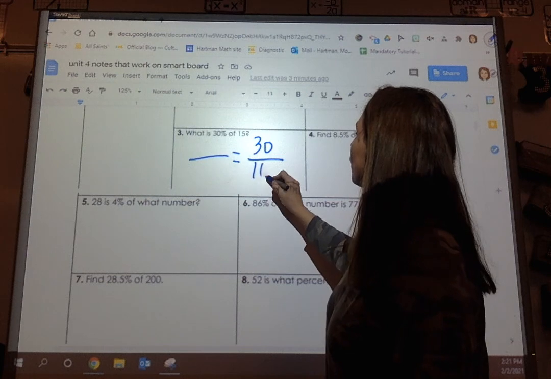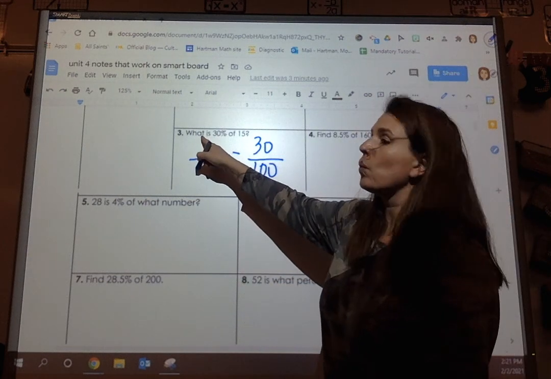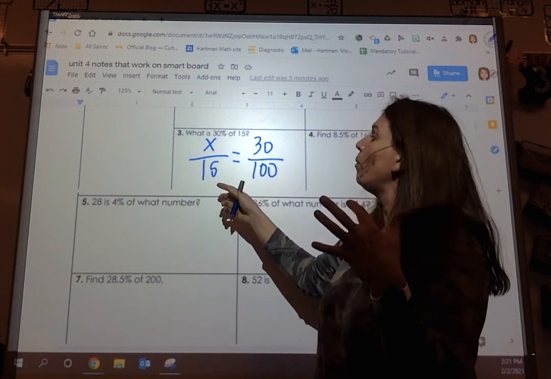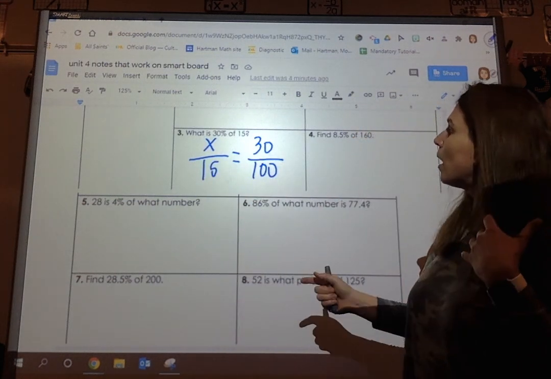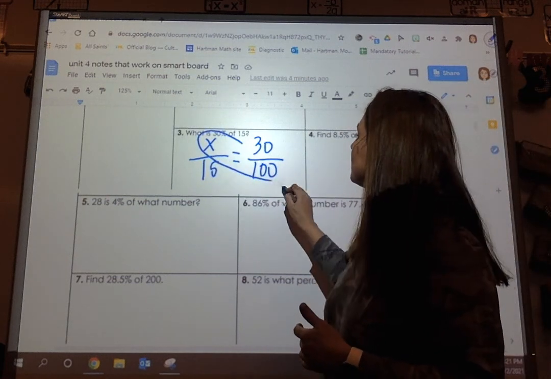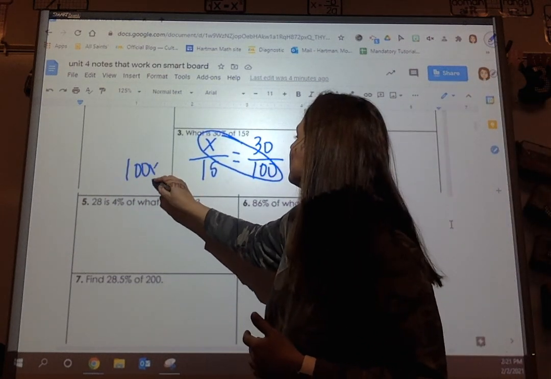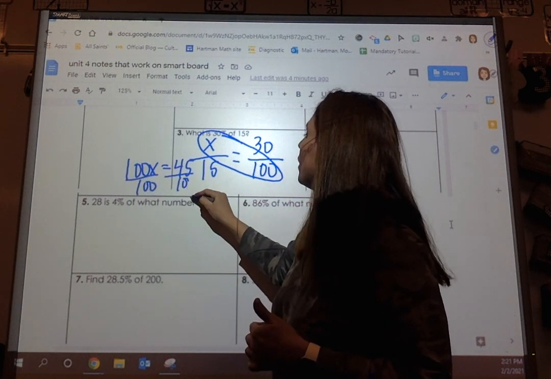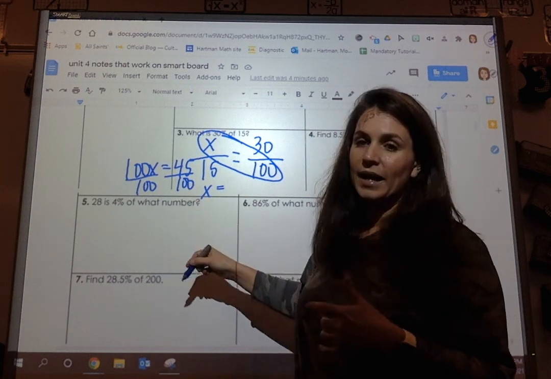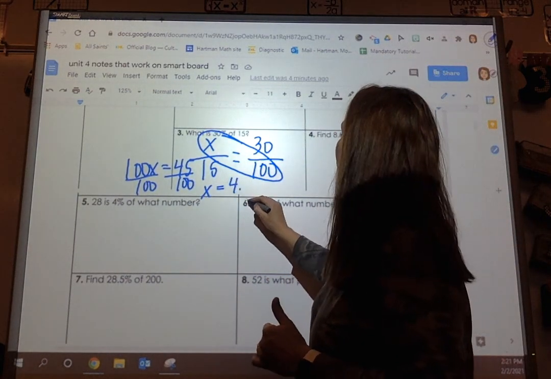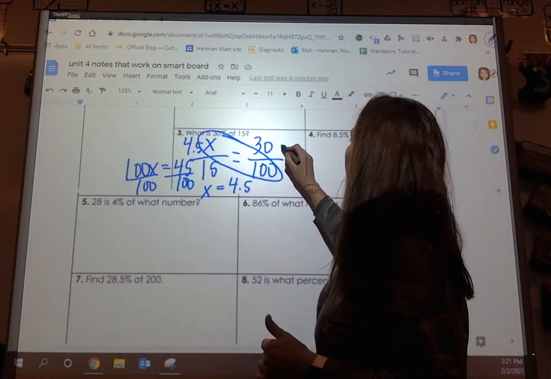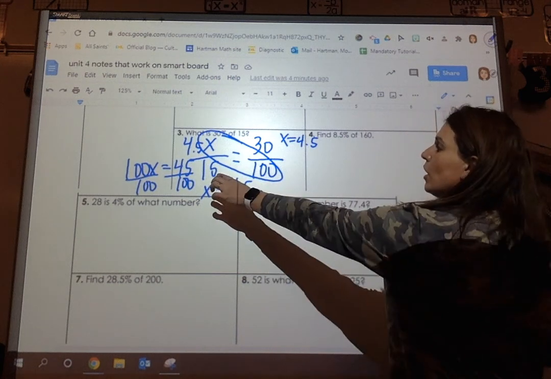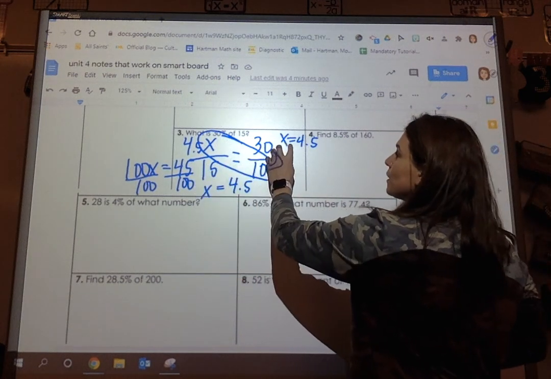30% is 30 over 100. I'm looking for what is, so is going to be what I'm looking for, and then my of value, the whole part, is 15. So when I cross multiply these, I get 100x equals 45. I divide both sides by 100, and then I get x equals 4.5. So x equals 4.5. So what this means is, 30% of 15 is 4.5.